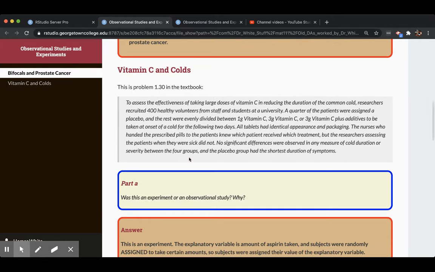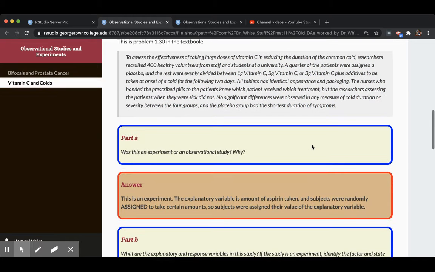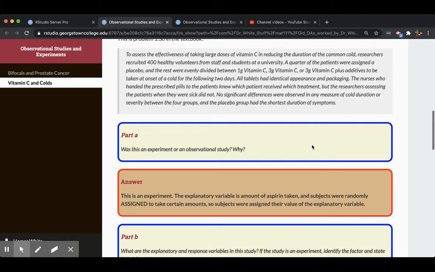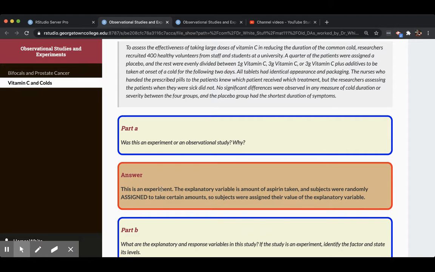Next problem was vitamin C and colds, and you had this lead-up information, which I suggest you stop the screencast and read again before proceeding to the solutions. First question was, was this an experiment or observational study, and why? Well, it's an experiment, but to explain why it's an experiment, we have to specifically say why it meets the conditions of the definition for an experiment. By definition, an experiment is a study where the researchers assign the values of the explanatory variable to the subjects.